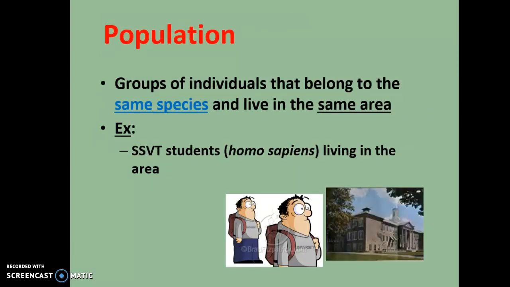Next, we go to population. So groups of individuals belong to the same species and live in the same area. So for example, all of the students going to school at the same time, all the 9th, 10th, 11th, 12th graders at SSVT make up a population. Or you could say all the geese that live behind the school are a population.